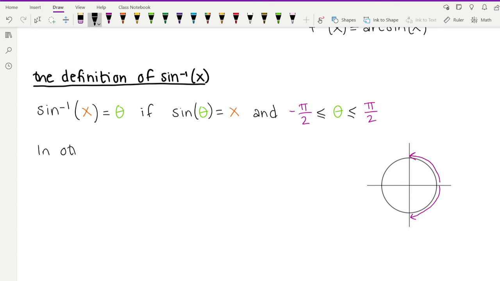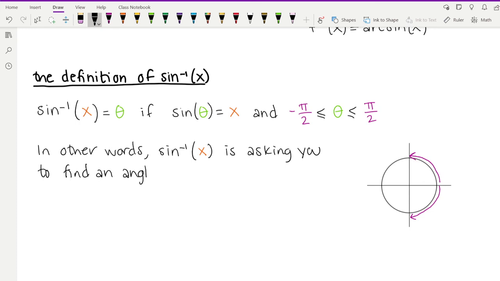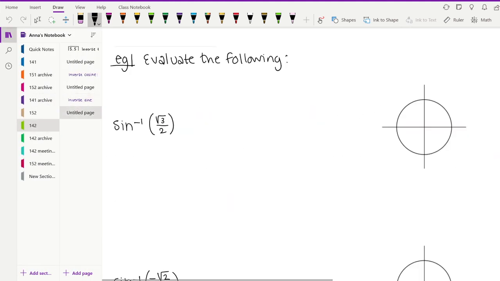So let me write this down the same way I did for the other one. In other words, if you're asked to evaluate inverse sine of some number x, it's asking you to find an angle. We can call that angle theta, and we want that angle theta to be in the interval from -pi/2 to pi/2, so between negative pi over 2 and pi over 2, such that sine of theta is equal to x. So again, it's asking you to work backwards and find an angle, this time between negative pi over 2 and pi over 2. So let's get right into a few examples with inverse sine.